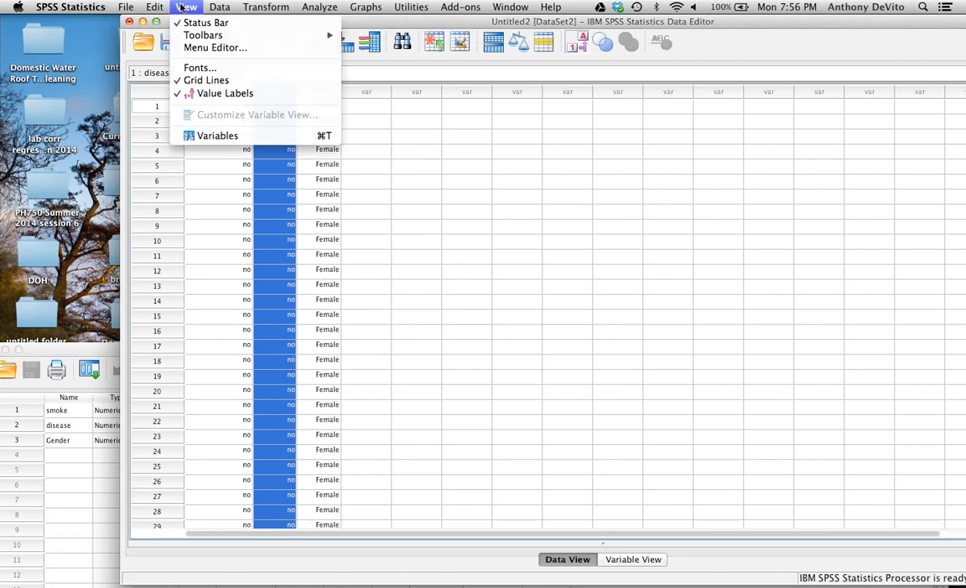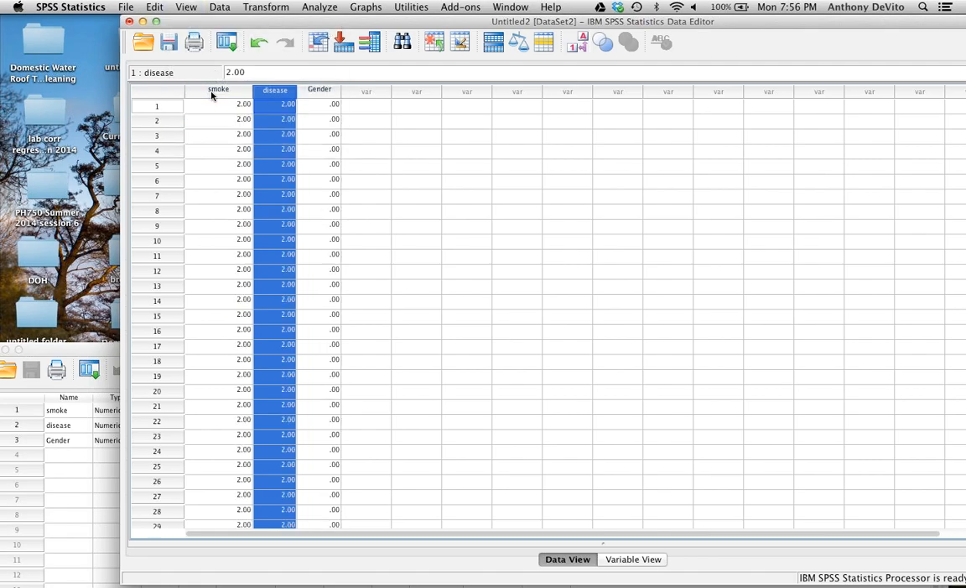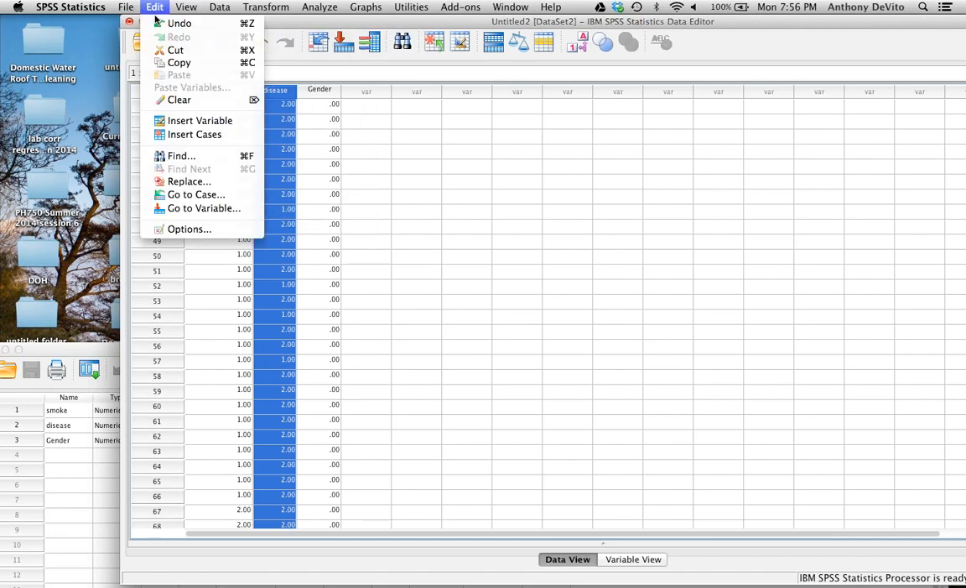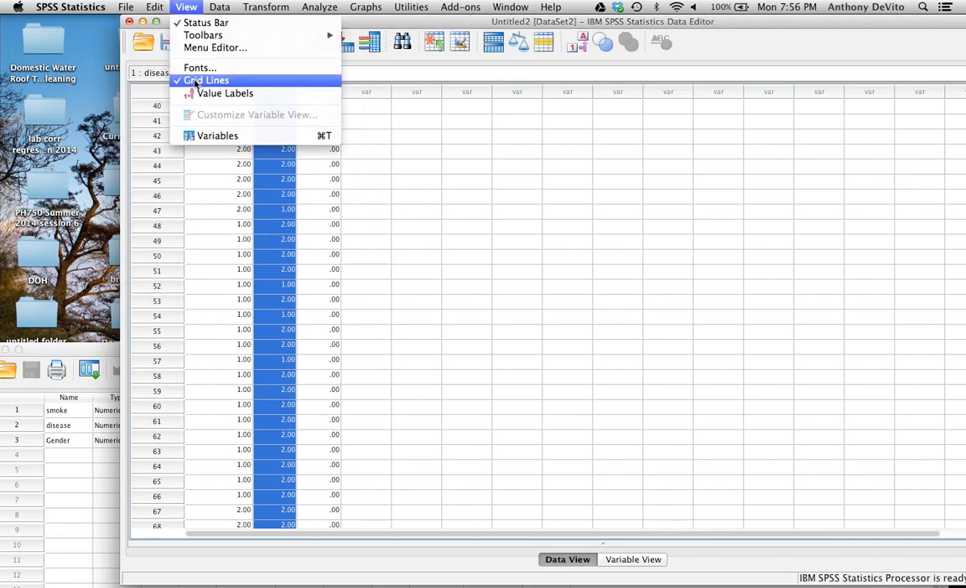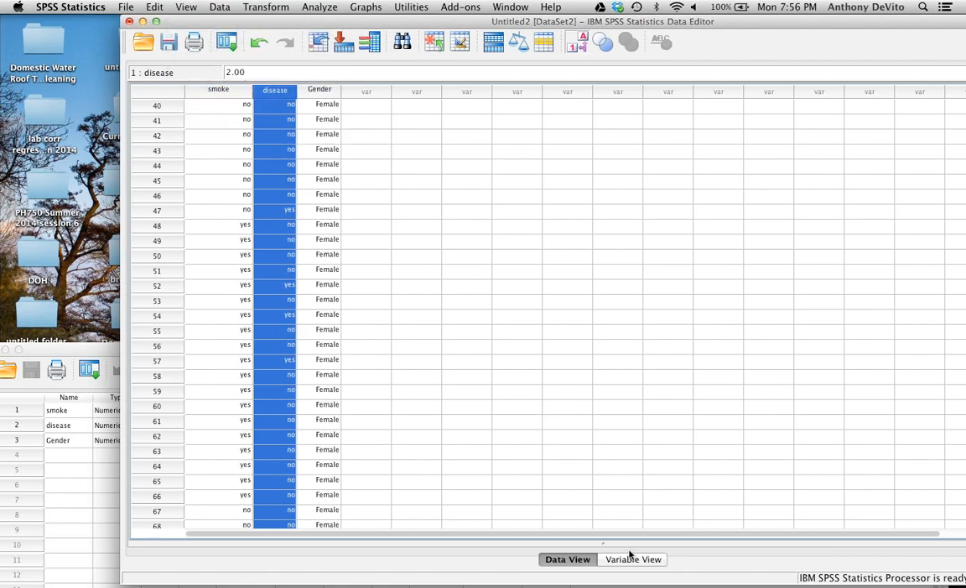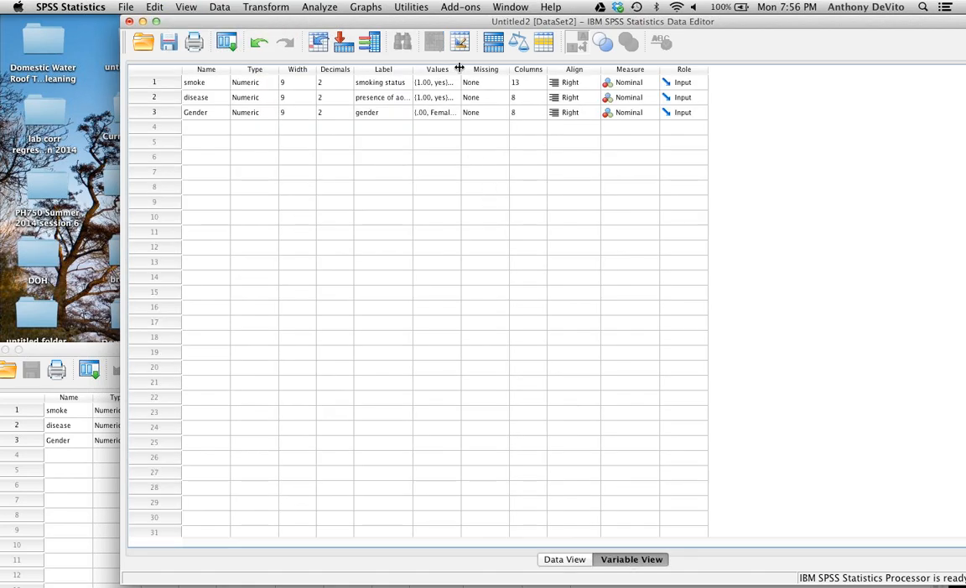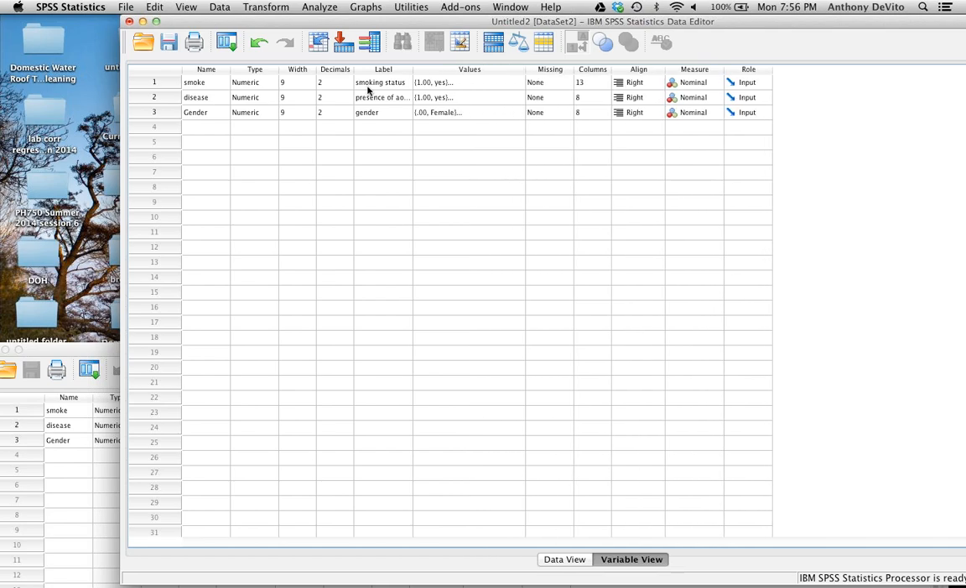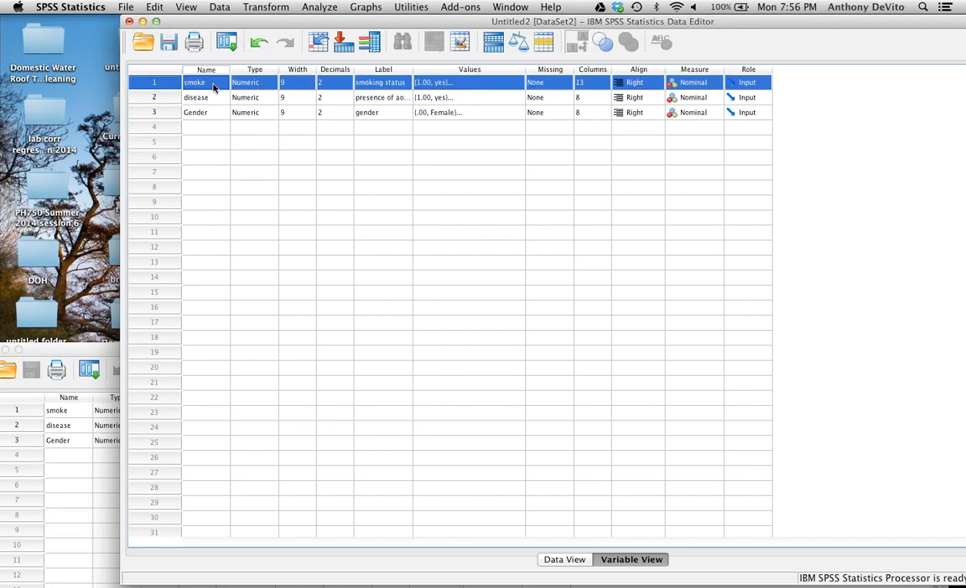I can click up here in the view, and I can change it. You can see that this is ones and twos, the real data. I'm going to turn it back on so that we can see the values again. That's actually defined back here in our variable view. You'll notice that for smoking, the label is smoking status. That's what's going to wind up on all our charts, and the values that it can take.